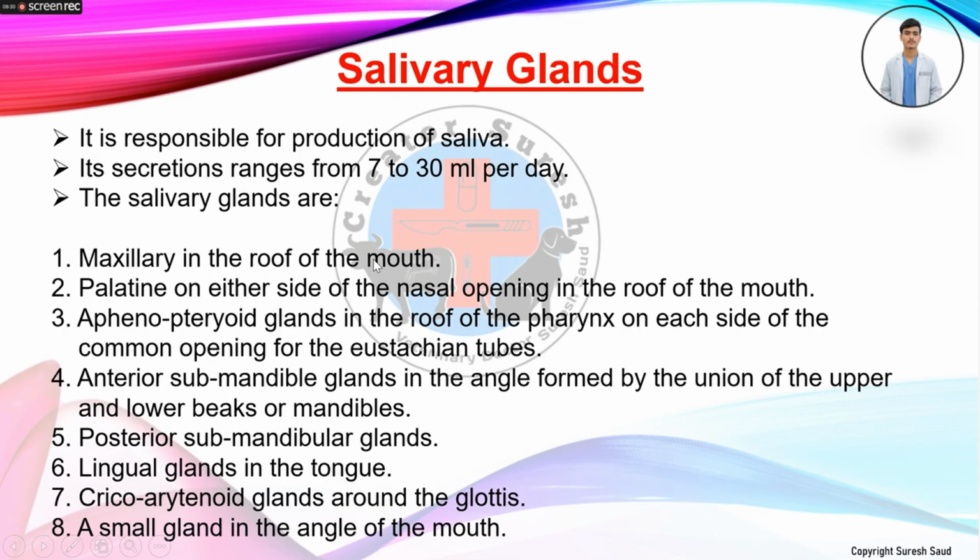The salivary glands are: 1. Maxillary in the roof of the mouth. 2. Palatine on either side of the nasal opening in the roof of the mouth. 3. Sphenopterygoid glands in the roof of the pharynx on each side of the common opening for the eustachian tubes. 4. Anterior submandibular glands in the angle formed by the union of the upper and lower beaks or mandibles. 5. Posterior submandibular glands. 6. Lingual glands in the tongue. 7. Cricoarytenoid glands around the glottis. 8. A small gland in the angle of the mouth.